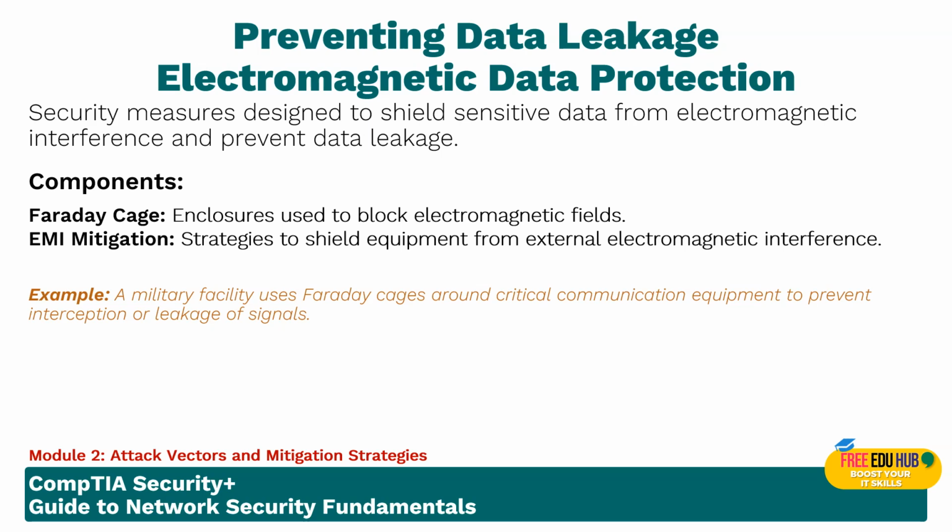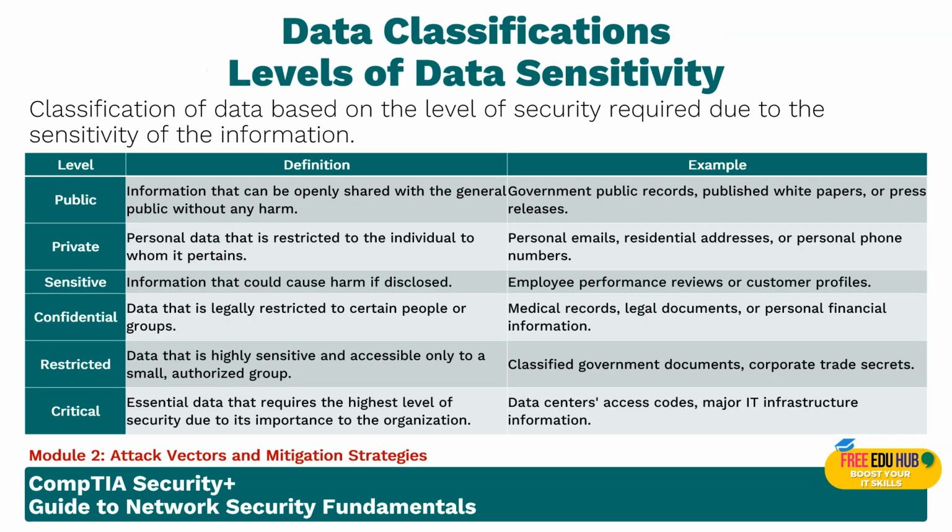So in order to protect that, we have Faraday cages, which are enclosures used to block electromagnetic fields, and EMI mitigation strategies to shield the equipment from external electromagnetic interference. Military facilities usually use Faraday cages around critical communication equipment to prevent the interception and leakage of signals, etc. Now, we have data classification levels.